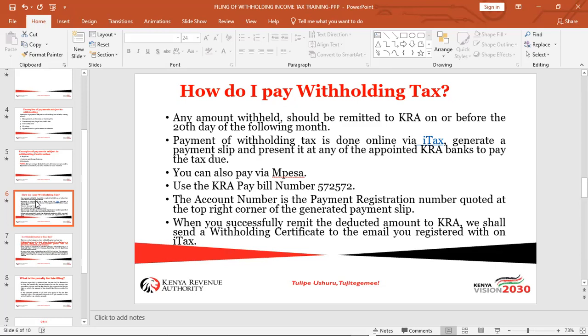Then when you successfully remit the deducted amount to KRA, we shall send a withholding certificate to the email you registered with. So once your income is withheld, you must be notified by KRA using the email you registered with. They send you a tax certificate telling you that a certain amount of your money has been withheld.